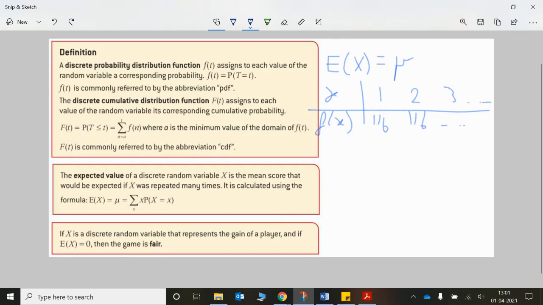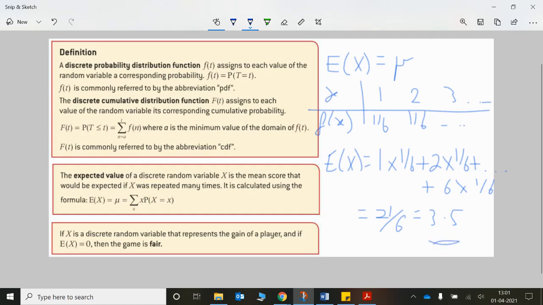So in this case, E of x equals 1 multiplied by a sixth, plus 2 multiplied by a sixth, plus, and so on, until you get to 6 multiplied by a sixth. When you do that calculation, you end up getting 21 over 6, and 21 over 6 is equal to 3.5. In other words, the expected outcome when you roll a six-sided dice is 3.5. So obviously you can't get 3.5, but that is the answer to the expected value.